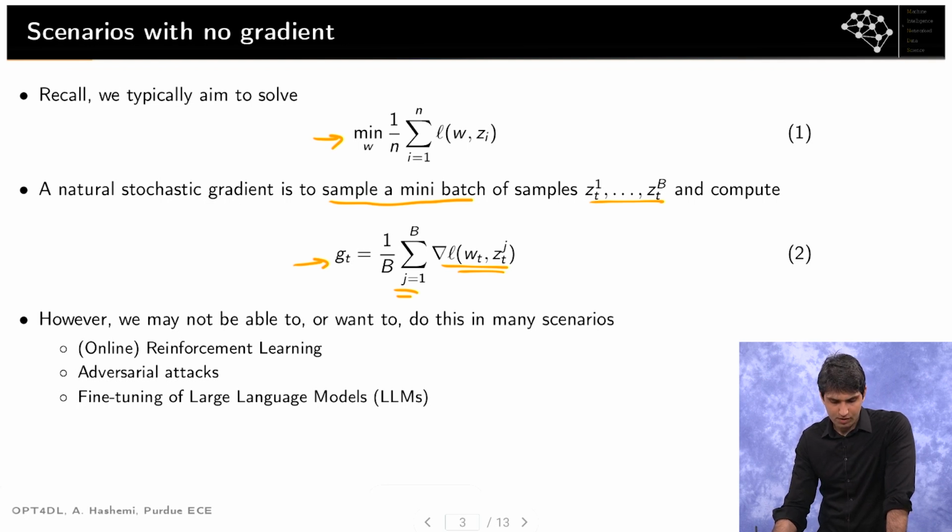However, there are some settings where we may not be able to, or actually we don't want to, calculate these stochastic gradients. So here I'm going to talk about three cases where this is the case. One case is related to online reinforcement learning. Another one is adversarial attack, and finally, let's talk about an example when we want to use these kinds of ideas to fine-tune large language models.